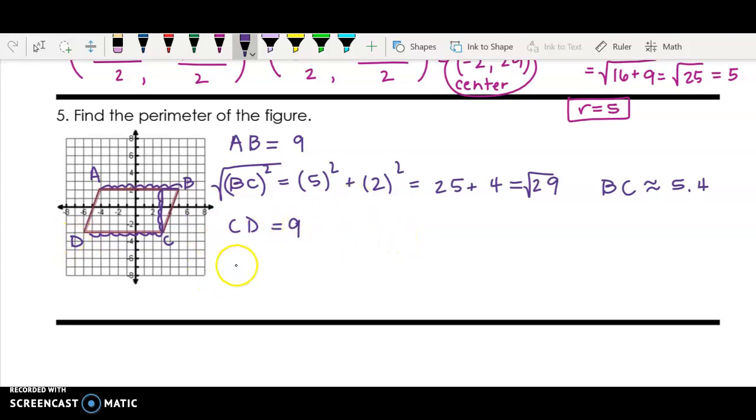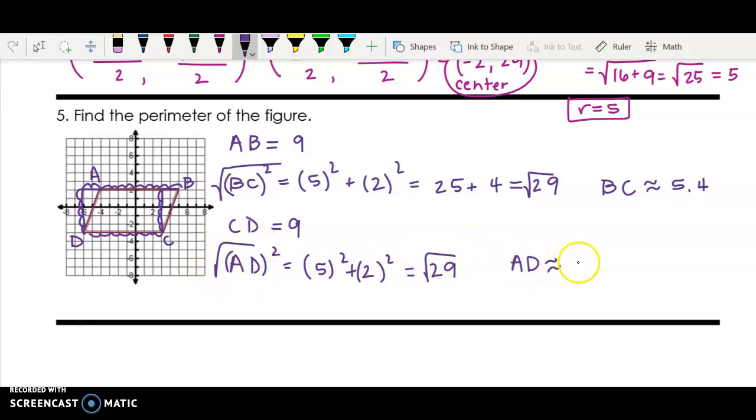And then we'll find the length of AD, and again we'll use the Pythagorean theorem and create a triangle here. That's 1, 2, 3, 4, 5, and 2 for the legs. So AD squared is the hypotenuse, and 5 squared and 2 squared is going to give us the same result as we had for BC. So we'll get 29 here, take the square root of both, and AD will be approximately 5.4.